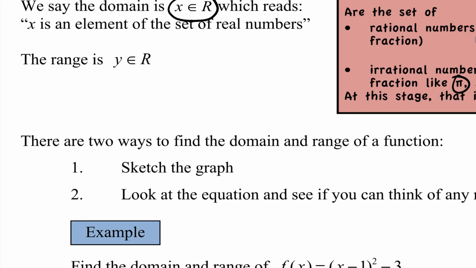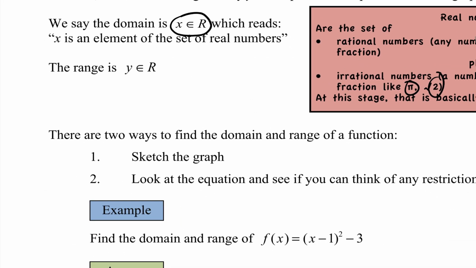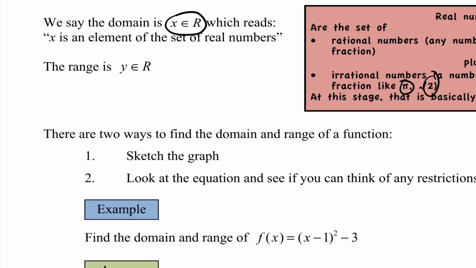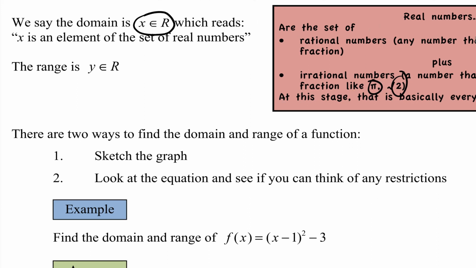So my ways of finding these are twofold. Firstly, try and sketch the graph, because if you can see the graph, it makes life really easy. Or the other method is you can look at the equation and see if there are any restrictions on x values or y values, and normally based on the equation you can get it. So let's do a couple of examples.